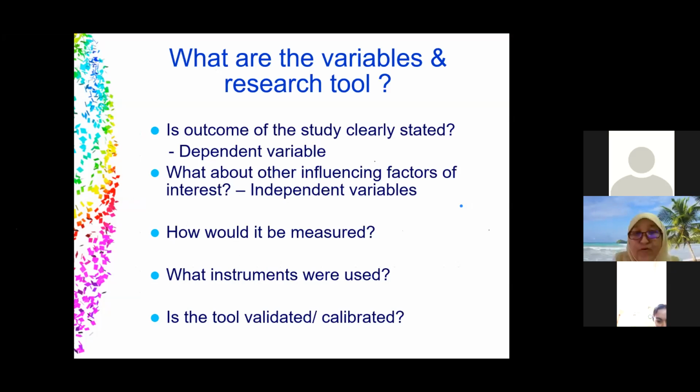Now, still when you read a paper, look for what the variables and research tools are. A good paper will tell you, okay, the outcome of the study is quality of life of patients with cancer. So the outcome is quality of life, the dependent variable in the study. There are papers that do not even mention what the outcome is. They expect the reader to find out themselves, which is very confusing sometimes. And a good paper will also mention their independent variable, the factors of interest.